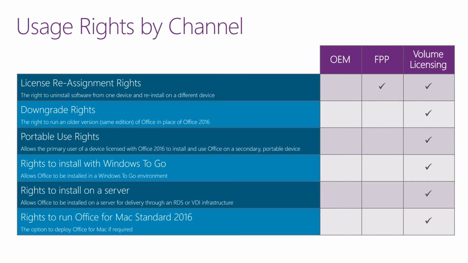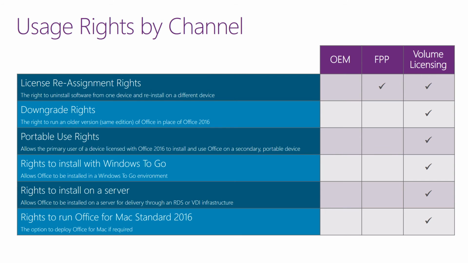Downgrade rights are only available if licenses are purchased through a volume licensing program, so customers who need to purchase new licenses but install a previous version do have to acquire their licenses in this way. Portable use rights are another use right unique to volume licensing licenses, and these allow Office to be installed on a secondary portable device. Now there is an exception to this actually. When the volume licensing agreement is a company-wide one, this right isn't available.